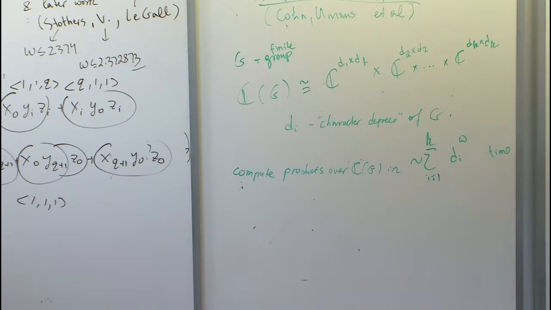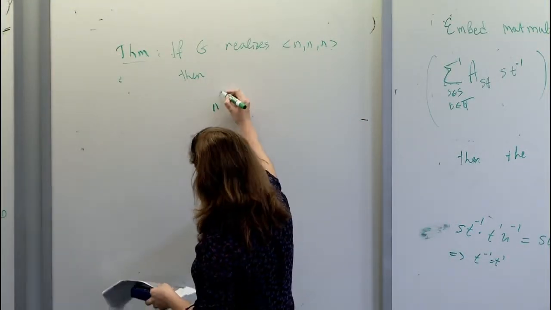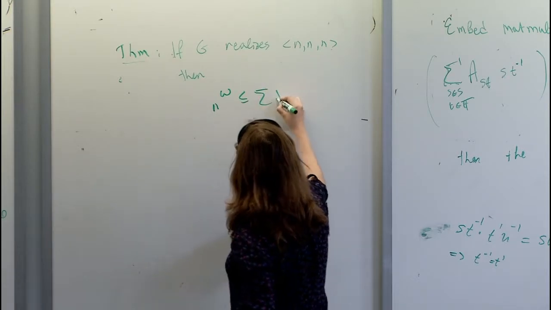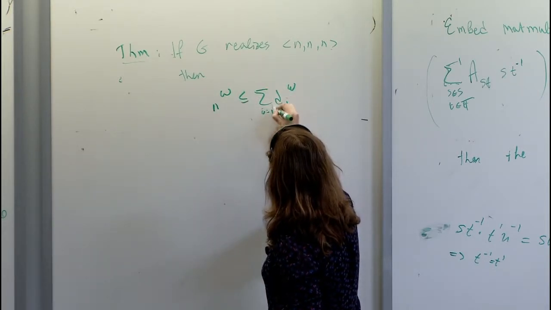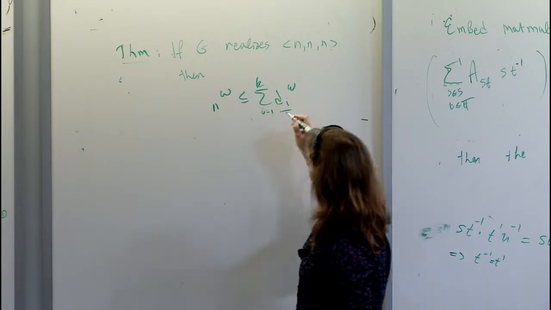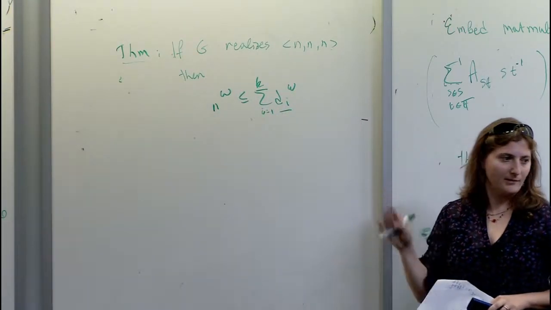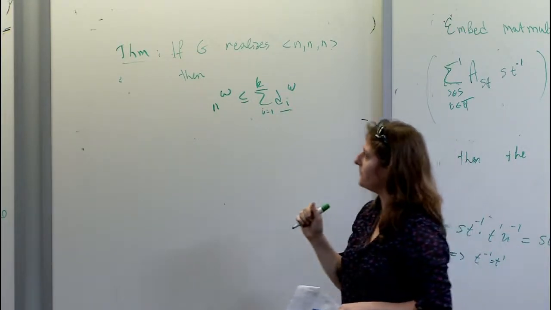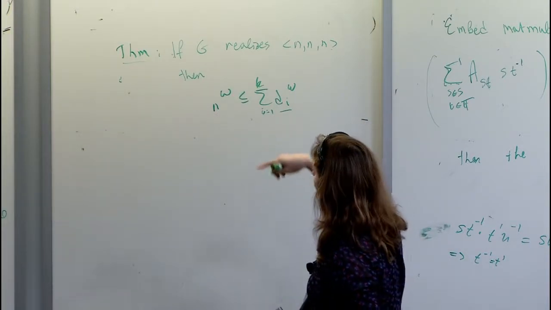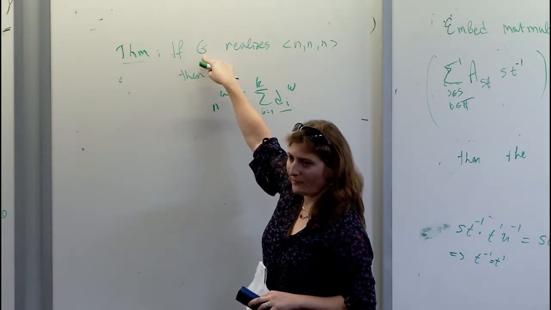So then there are theorems that just follow from here. If G realizes M, then M is bounded by the omega. So that's all.